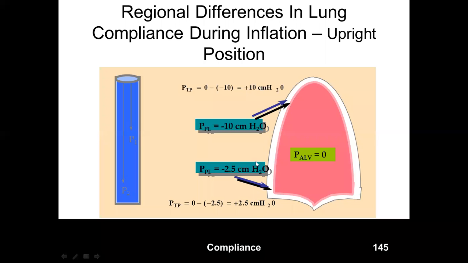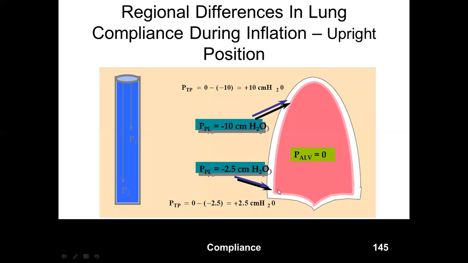Which of the two transpulmonary pressures is bigger? Obviously, the 10 centimeters of water. So we can say that the distending pressure, the transpulmonary pressure, is higher at the apex than at the base at functional residual capacity.